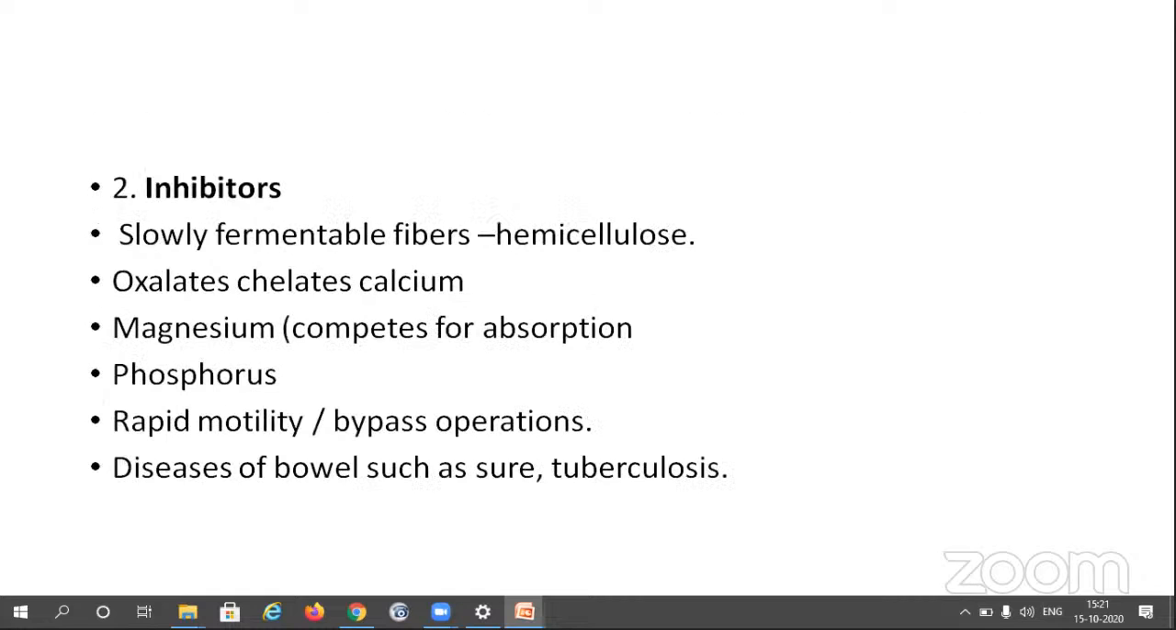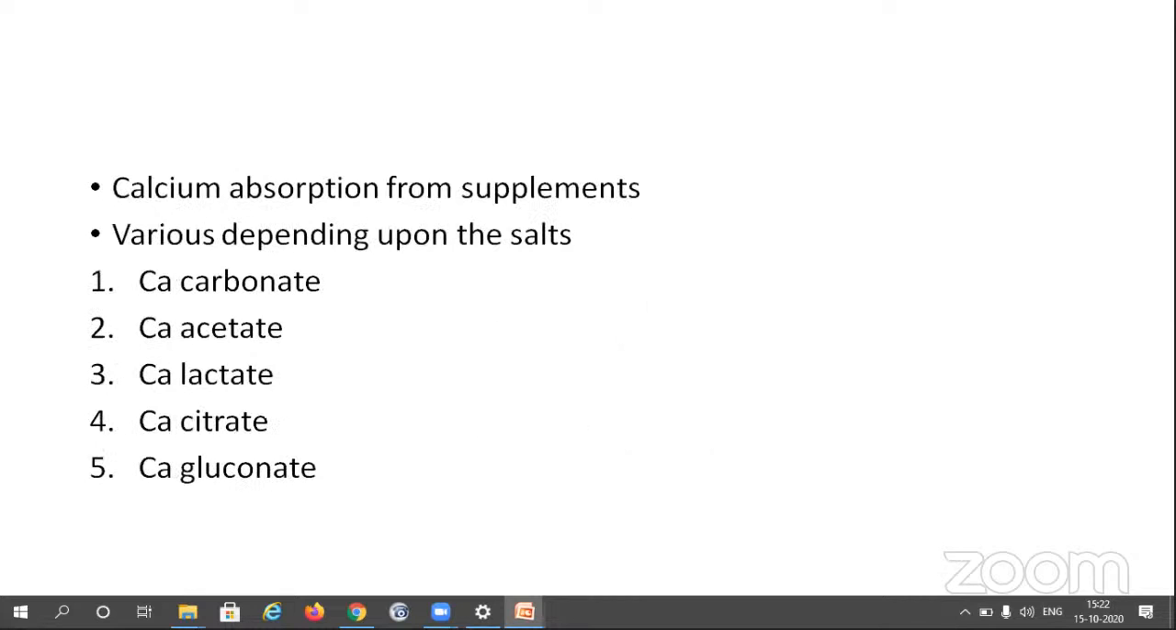Factors which inhibit calcium absorption are slowly fermentable fibers, that is hemicellulose, oxalate, chelators, calcium, magnesium, phosphorus, rapid motility, and diseases of the bowel such as sprue and tuberculosis. Calcium absorption from supplements varies depending upon the salts: calcium carbonate, acetate, calcium lactate, calcium citrate, and calcium gluconate.